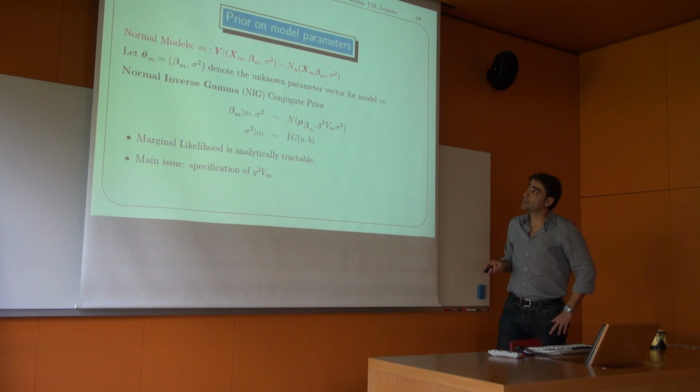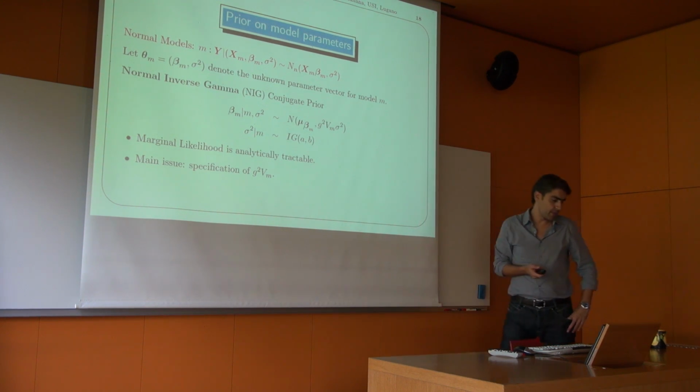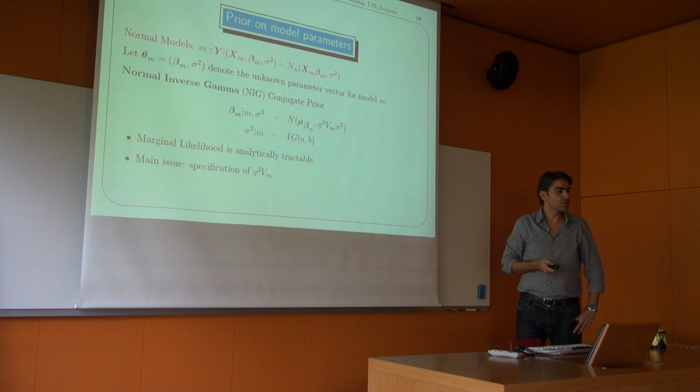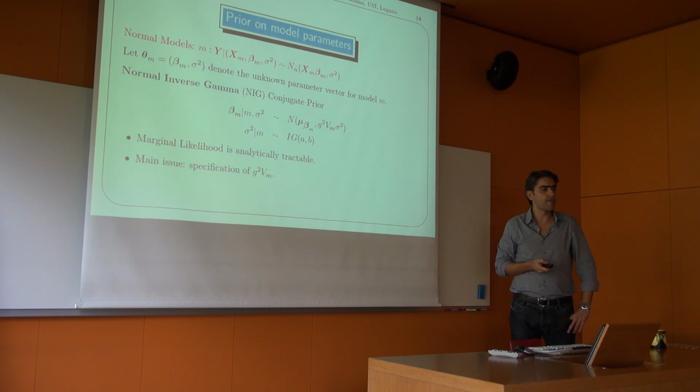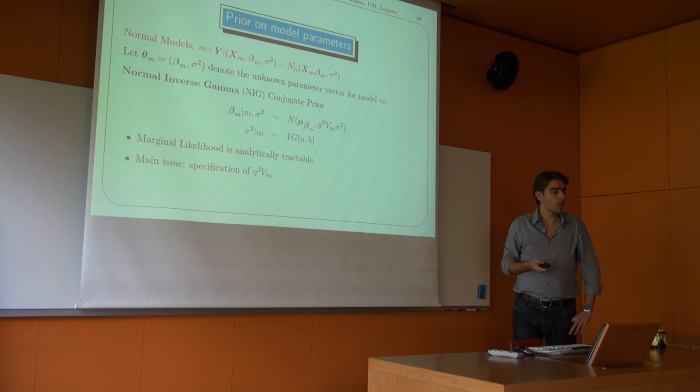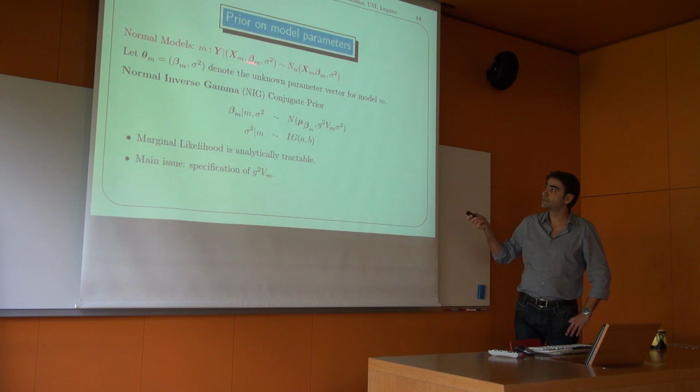Okay, and now let's move on to the prior on the model parameters. Let's start with a very, very simple model. Let's suppose that we have to solve a variable selection problem for a normal linear regression. So this is my likelihood, and these are my models. I'm uncertain about the x's, which are the explanatory variables. So my parameter space is the betas and the sigma squared, and I have to place a prior on the betas and the sigma squared.